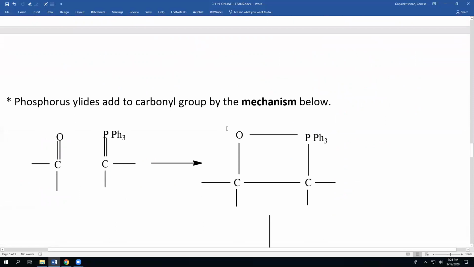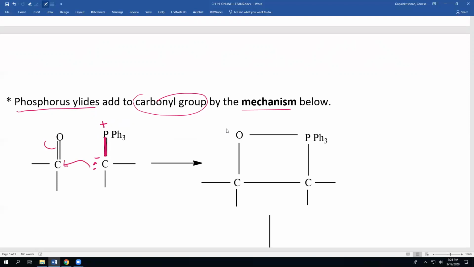The phosphorus ylides or the Wittig reagents add to the carbonyl group by the mechanism below. You can use it in this form, or you can use it in ionic form. It is pretty easy. Convert this double bond into a single. Then this will be negative. This will be positive. This is a resonance structure of that one. So look at the carbon. It is a nucleophilic carbon. It adds to the carbonyl carbon, and this flips.